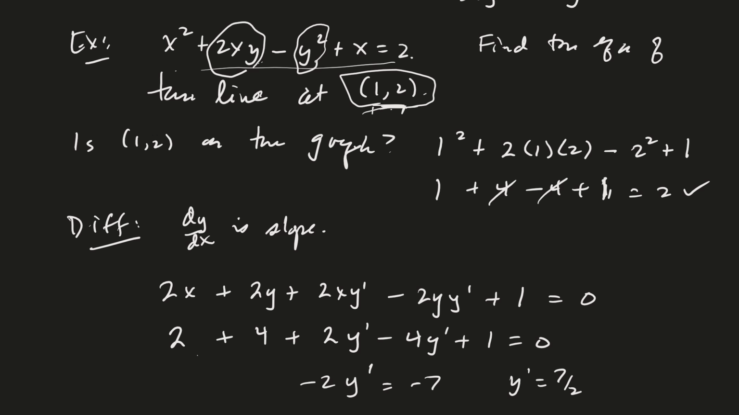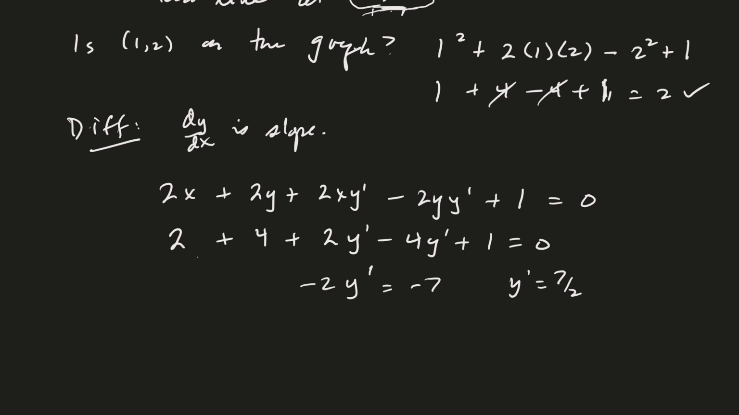Good, so now we have our slope and our point. So the tangent line, right, will be y minus 2 equals 7 halves times x minus 1. Excellent. All right.